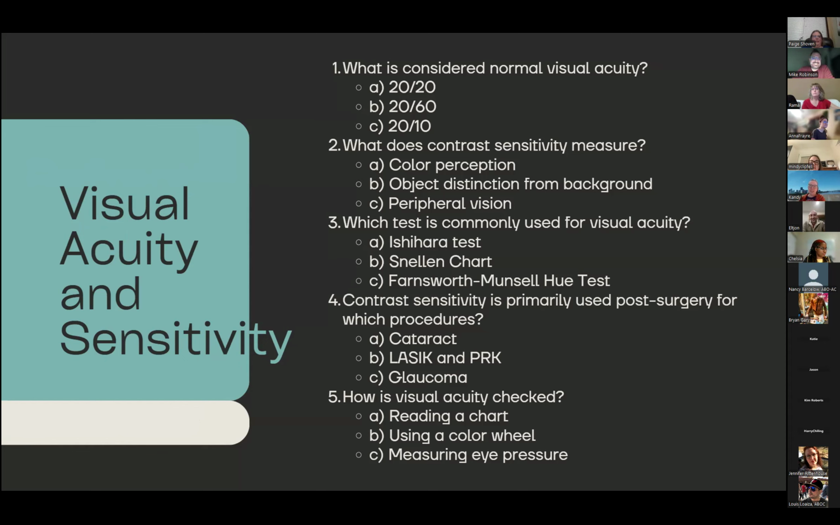Number 2. I thought you'd appreciate that. You're welcome. What does contrast sensitivity measure? A, color perception, B, object distinction from background, or C, peripheral vision?